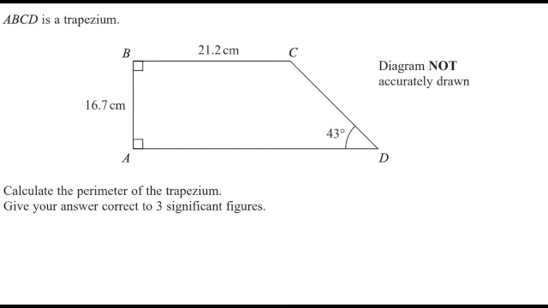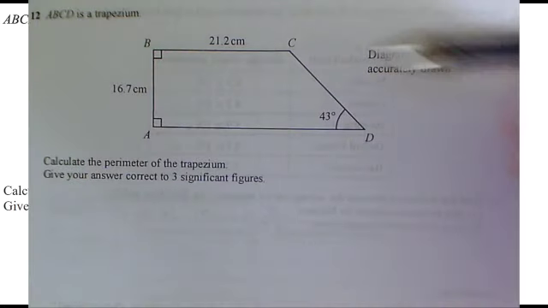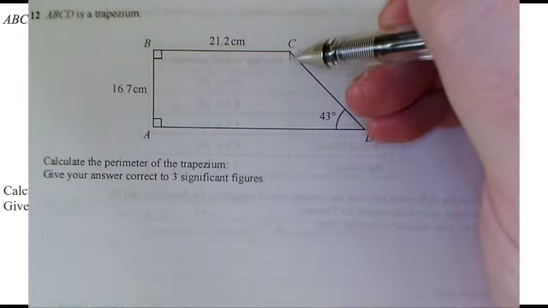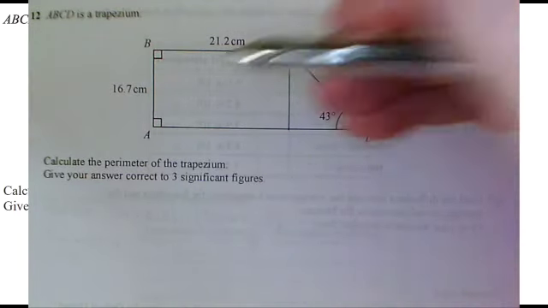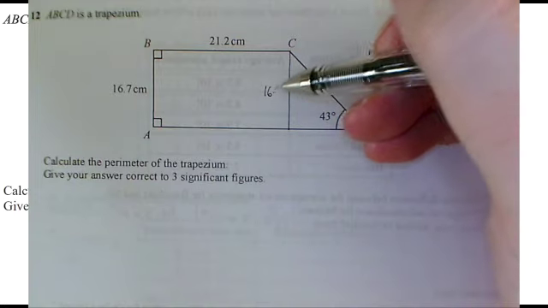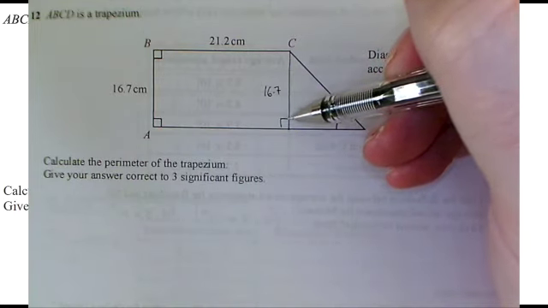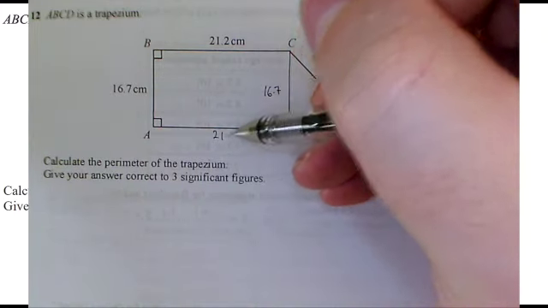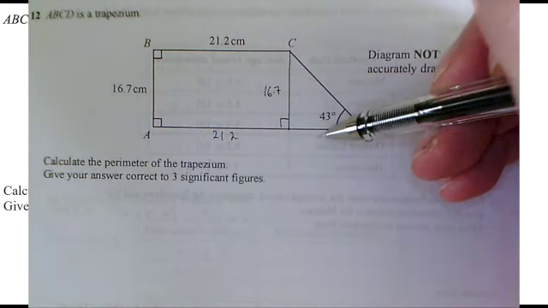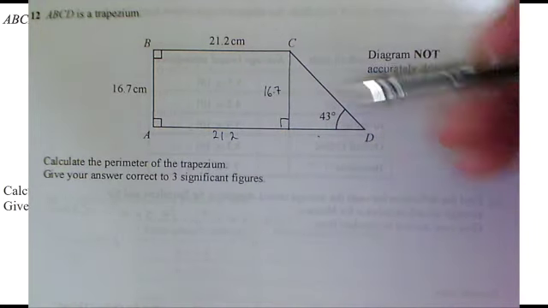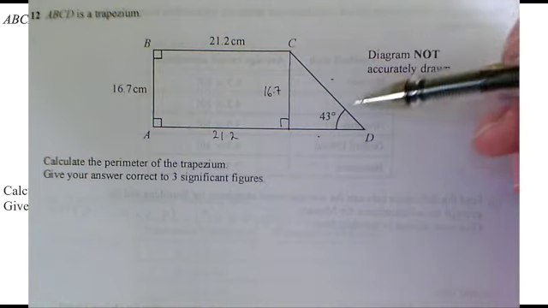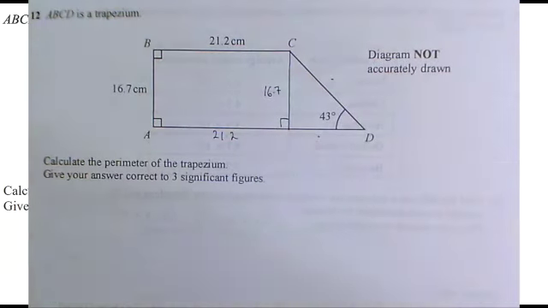This looks like a SOH CAH TOA question, so I'm going to cut my trapezium shape here into a rectangle and a right-angled triangle, because then I can use SOH, CAH and TOA. Okay, so there's my line to make a nice rectangle. This must be 16.7 high, and that must be 21.2 wide. I need to find this little dotted side and this hypotenuse length, don't I?